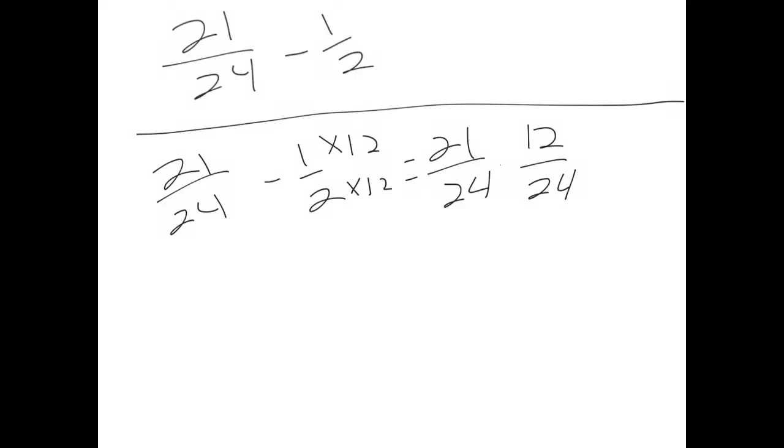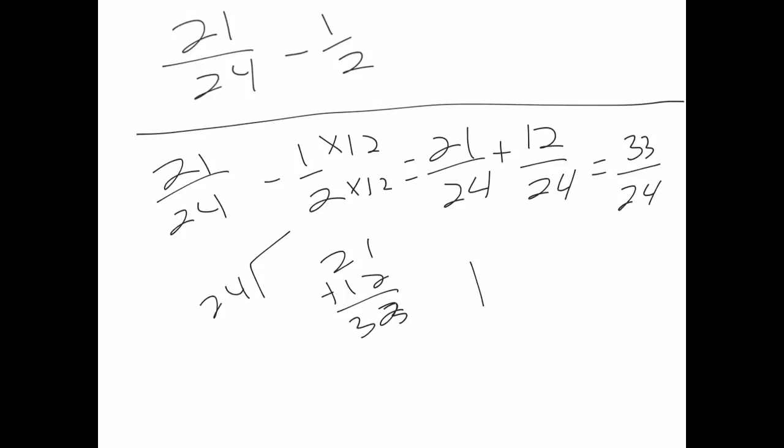That equals 33 over 24. 24 goes into 33 once, and then with 9 left over, so it's 1 and 9 24ths.